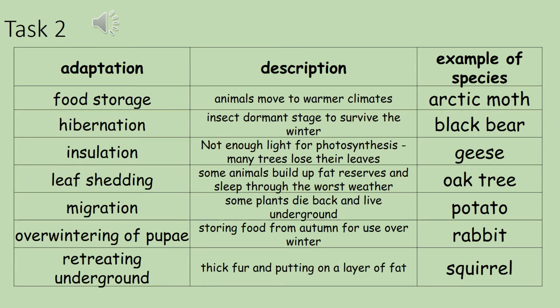Okay, so for this task, you're going to need a table drawn in your book or on your paper. I've given you an adaptation: food storage, hibernation, insulation, leaf shedding, migration, overwintering of pupae, retreating underground. I've also given you a description and an example of a species. However, they don't match. You need to make sure that you match the description and the example with the correct box. So don't copy the table out, just copy out the adaptation in order, and then have a look at the description and copy out what you think should be the right description, and have a look at the example and put the example that you think should be the right one. Remember, at the end of the PowerPoint, I will go through the answers so we can mark this.